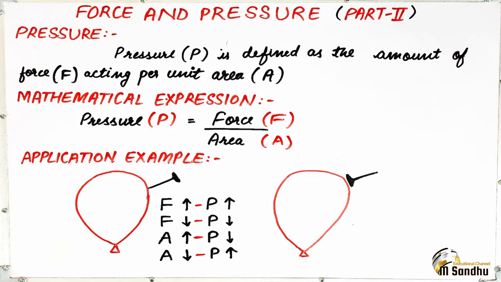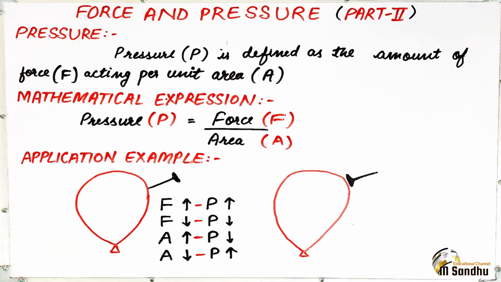Firstly, we will discuss pressure. What is pressure? Pressure is defined as the amount of force acting per unit area. We can denote pressure by P, force by F, and area by A. The mathematical expression for pressure is force divided by area. That means P is equal to F by A. We can have an application example on pressure also.